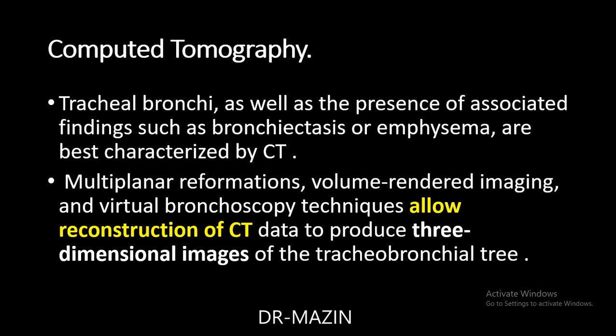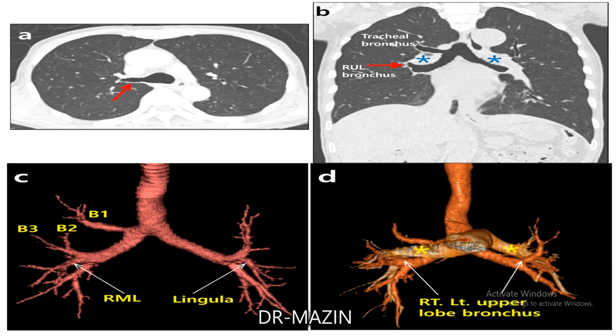And there are a lot of CT options. You can find multiplanar reformations, volume rendered images, and virtual bronchoscopy. All these techniques allow reconstruction of the CT data to produce three-dimensional images of the tracheobronchial tree. If you see here, this is a multiplanar reformation. It's very clear. This is the trachea and this is a tracheal diverticulum. And if we do a 3D reconstruction image, you find this is P1.